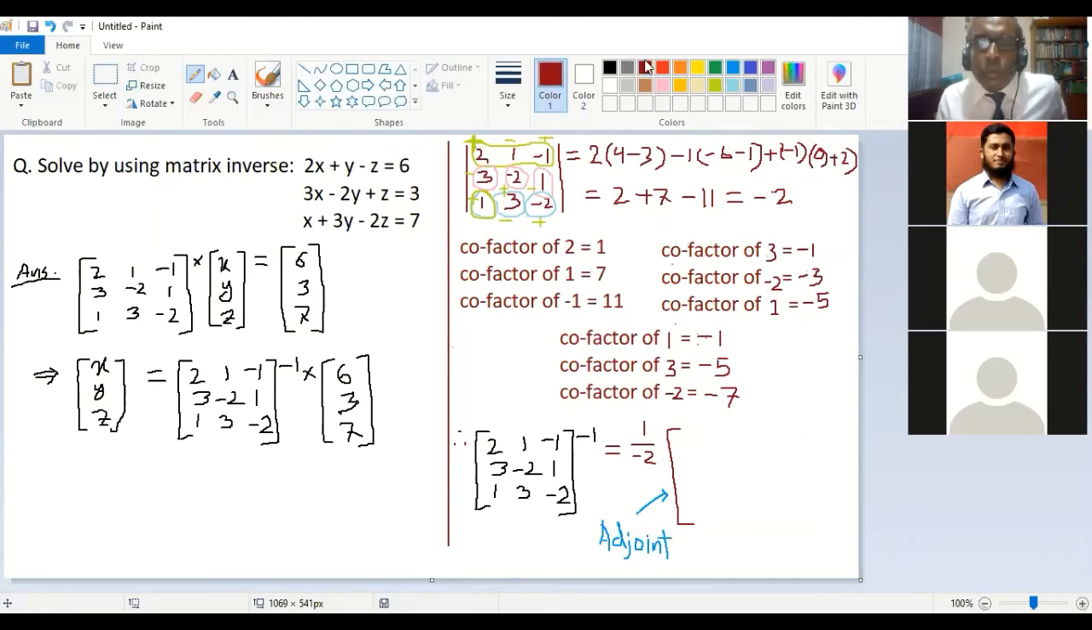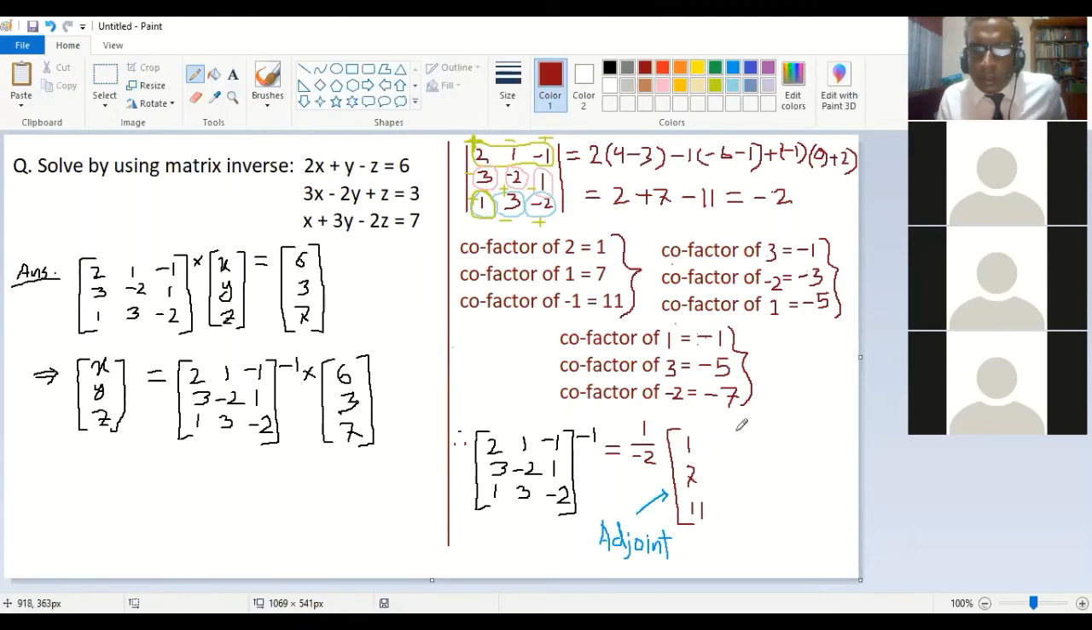So we are now writing all the cofactors by columns, because all these are rows. This is the first row, this is the second row, and this is the third row. So now we will write as column. So we will write 1, then 7, then 11, and the second column will be -1, -3, and -5, and the third column will be -1, -5, -7, right? So all these are written here, and if you want, you can multiply by 1 by -2, but it is not mandatory, it's up to you. So this is the inverse. Now you take this inverse, the whole thing, to the left side.